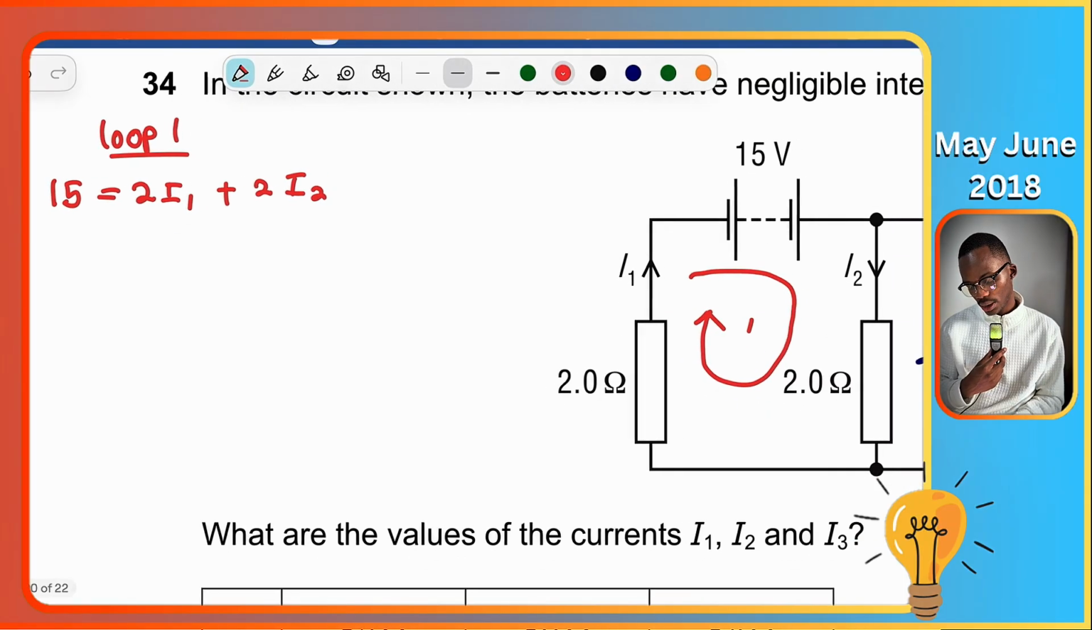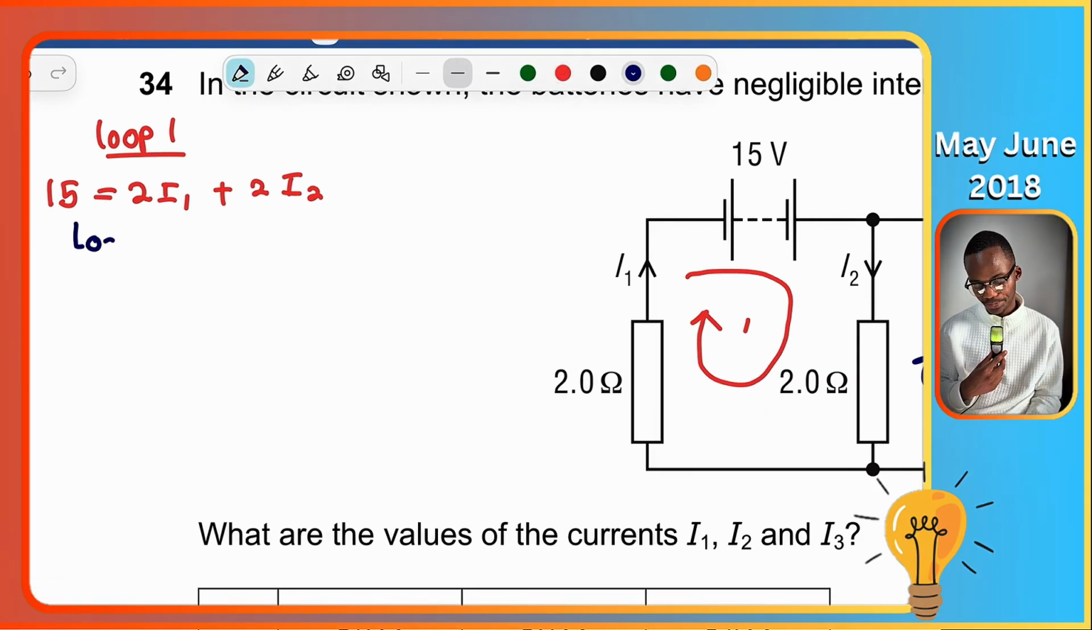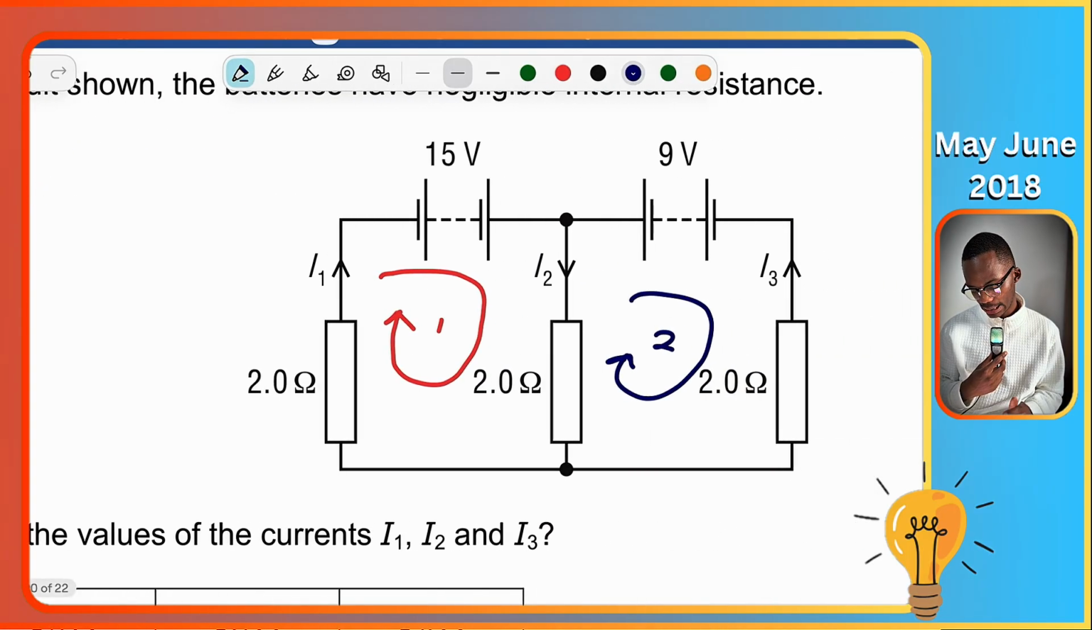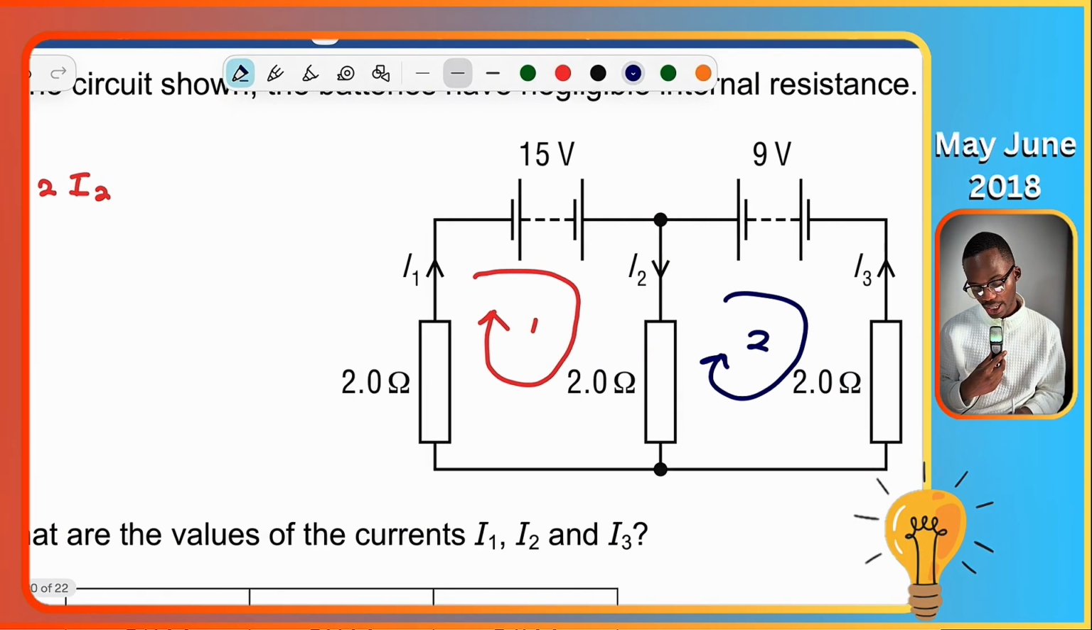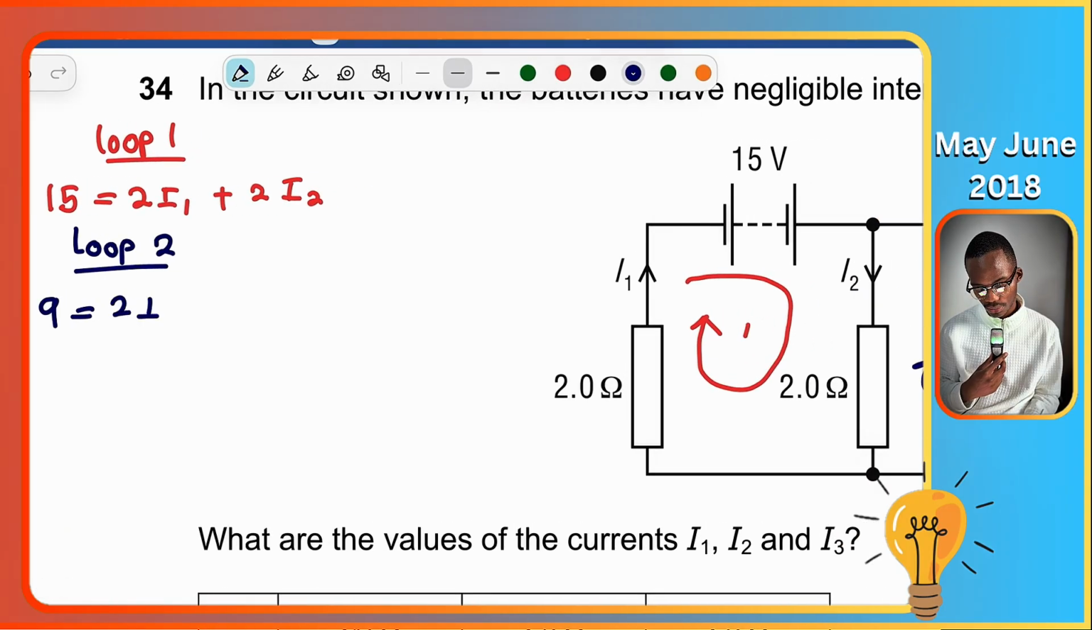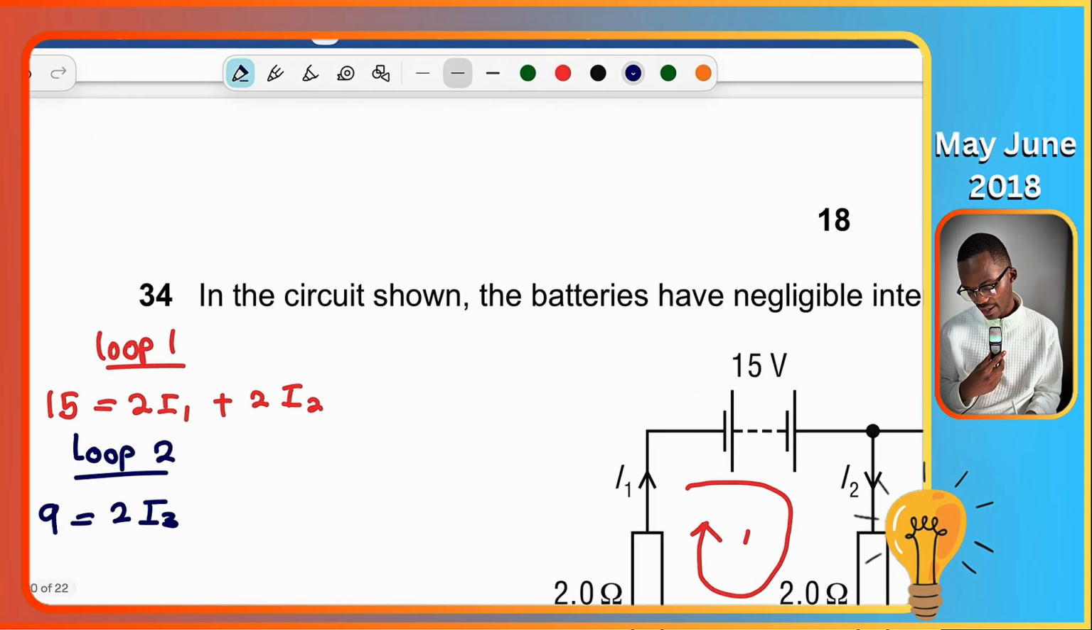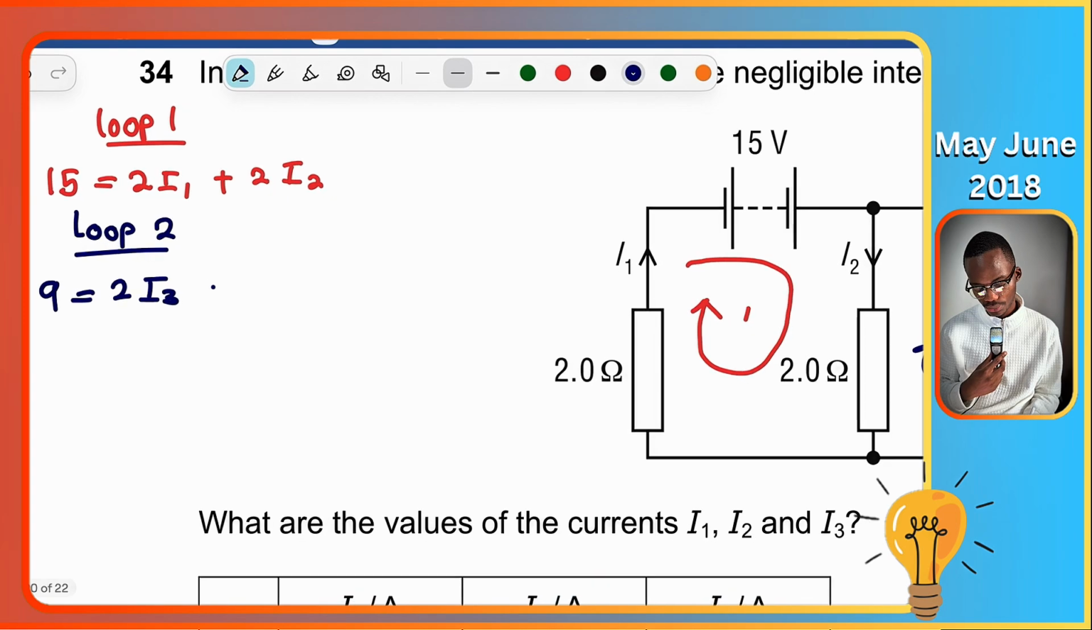Okay. Let's go to loop 2. Loop 2 is this one. You're going to have a 9 volt supply. And you're going to have 2 and I3. And you're going to have 2 and I2.